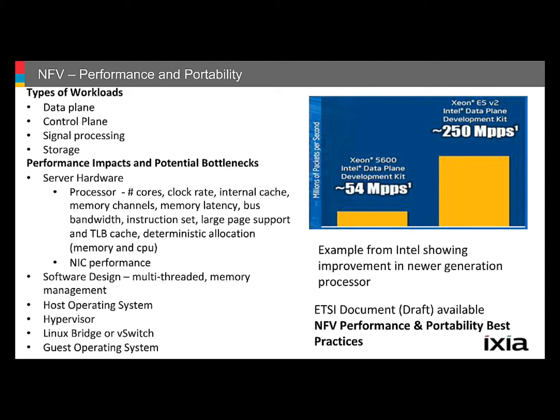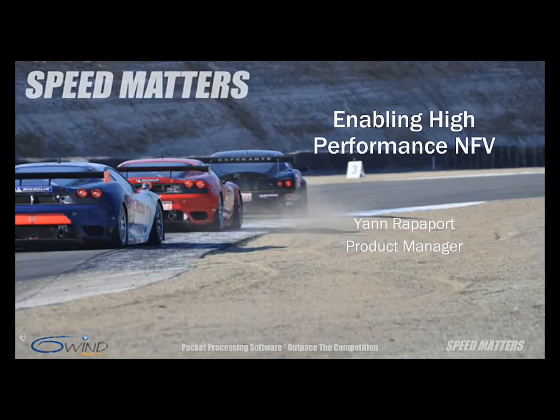So there is a draft document available from the ETSI related to performance and portability. It's an excellent document. Again, it's only in a draft format currently, but it goes a bit deeper into these things. And with these things kind of being mentioned, it's the right time to move on to our second presenter, which is Jan Rappaport. So Jan, product manager from 6Wind, will help identify bottlenecks in these systems and showcase how 6Wind is enabling moving on and overcoming those bottlenecks. Jan?